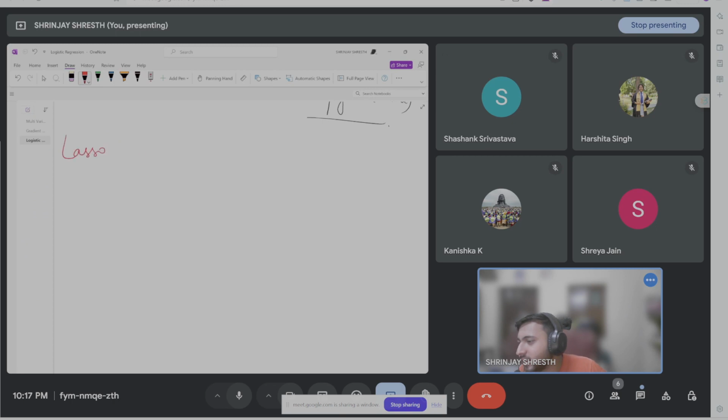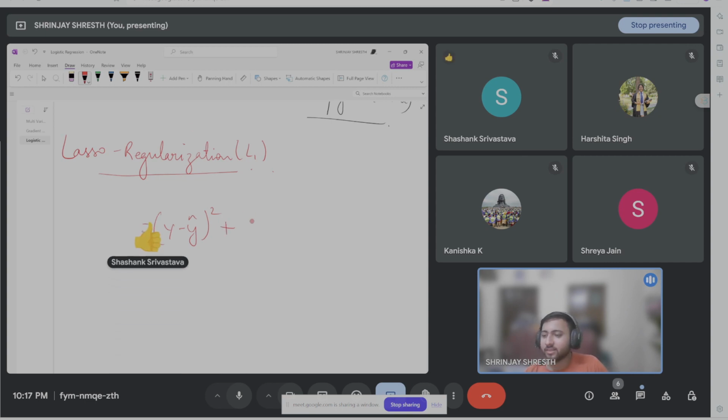See what happens in lasso regularization. This is also known as L1 regularization. What was your error function? Your error function was (y minus y hat) squared. What we essentially do is we add this parameter in our cost function or your loss function.